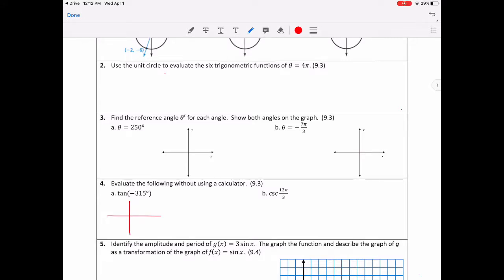Evaluating the following without using a calculator. Okay, we're on the unit circle here, and we've got the tangent of negative 315. So this begins again, like the last ones did, by finding my reference angle. Initial side, move your negative 270, and then I know I get back here. And again, you could do 360 minus 315, which leaves you with 45.